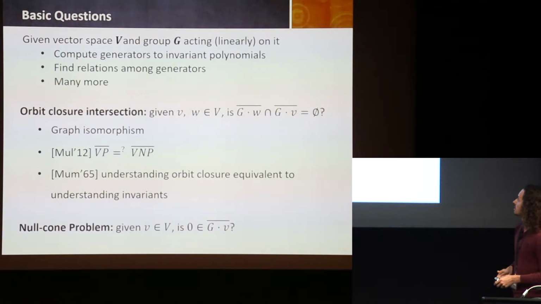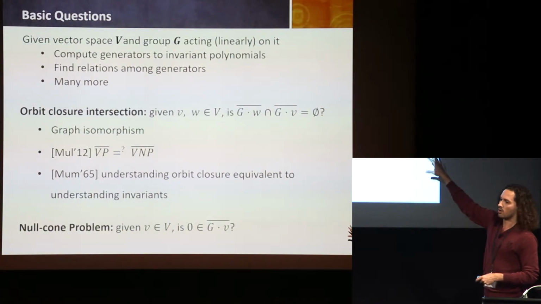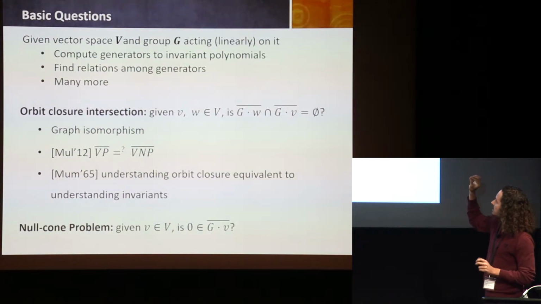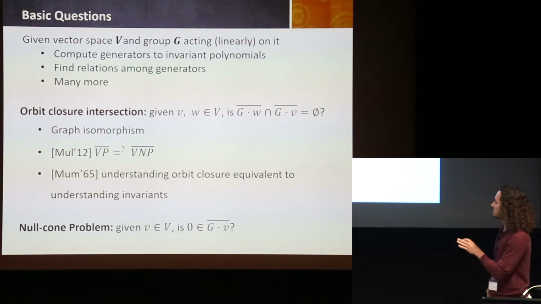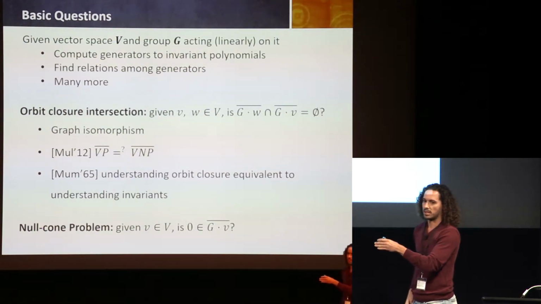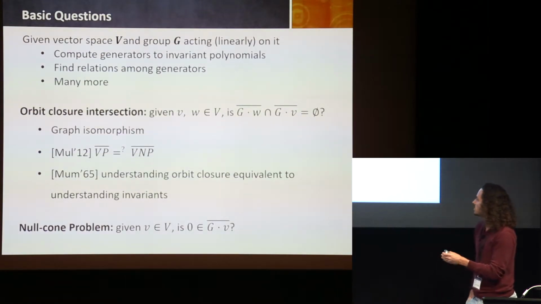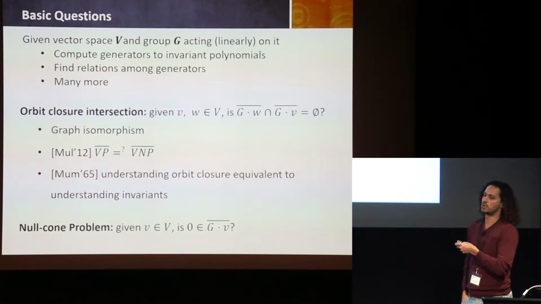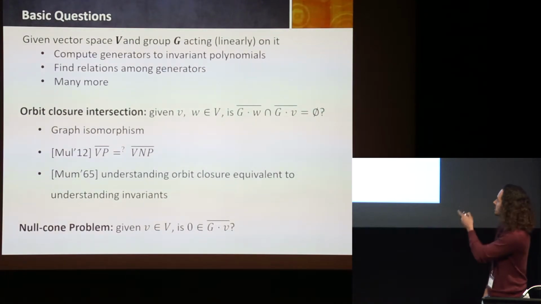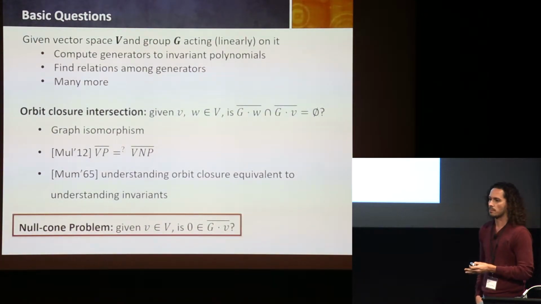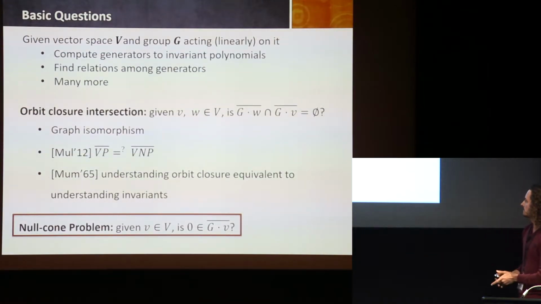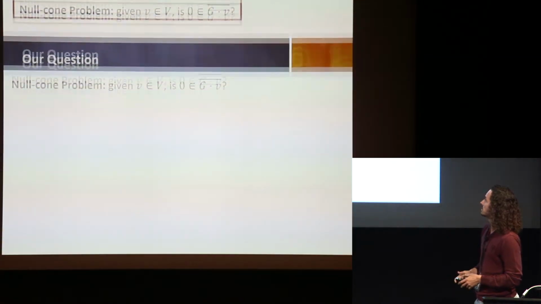And in particular, a very basic case of the orbit closure intersection is the case where one of the points is the 0 point. So then it becomes this problem. Given V in the vector space and 0, we want to know if 0 is in the closure of the orbit of V. So if you take W equal to 0, you get this point. And this is what we're going to study now in this talk. It turns out that this can be stated as an alternating minimization setting.